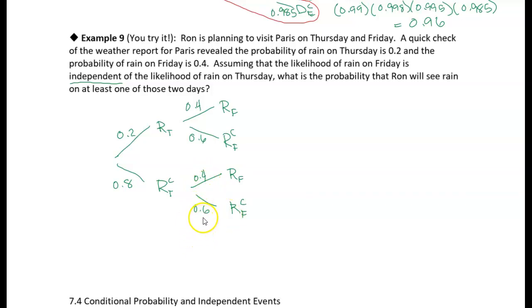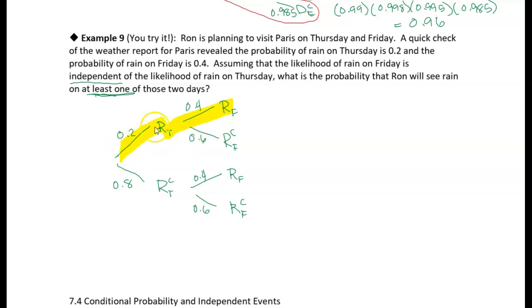All right, so we want to know what's the probability that he will see rain on at least one of these 2 days. So let's try to identify the combination of outcomes in which we have rain on at least one day. So I'm just going to use my highlighter here. So here it rains on Thursday and it rains on Friday. Okay, so that's at least one. It's actually two, but that is one of the events that we're interested in. At least one means either one or two. So that would be one possible way that we could get at least one rainy day.